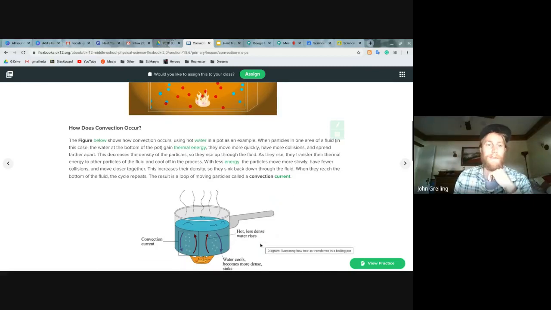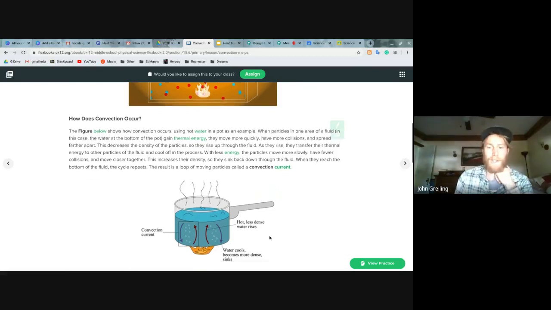When particles in one area of fluid, in this case the water, gain thermal energy, they move more quickly. We knew that, right? They have more collisions and spread farther apart. This decreases the density of the particles, so they rise up through the fluid. As they rise, they transfer their thermal energy to other particles of the fluid and cool off when they get to the top, because they're being exposed to the air. So with less energy, the particles move more slowly, have fewer collisions, and they sink back down. When they reach the bottom, it goes on and on again. And this is what we call a convection current.